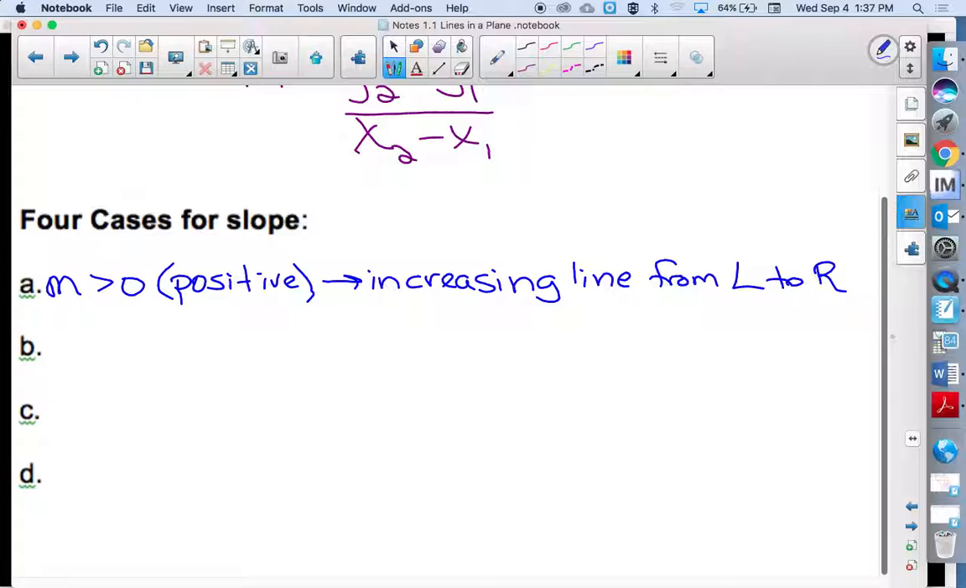How about the second case for slope? Jacob. I don't know why I called you Dylan. Negative. And Jacob, if it's negative, what would happen with the line? Decreasing from left to right. Yeah, it's going to be decreasing.